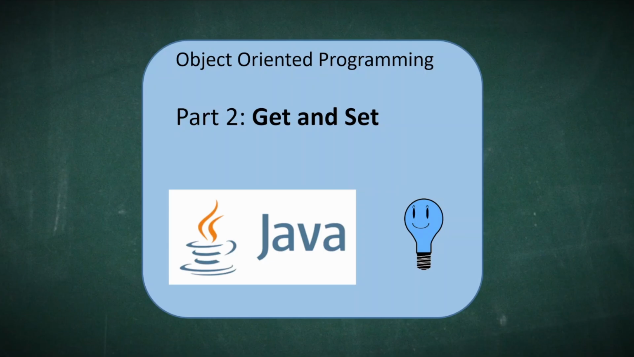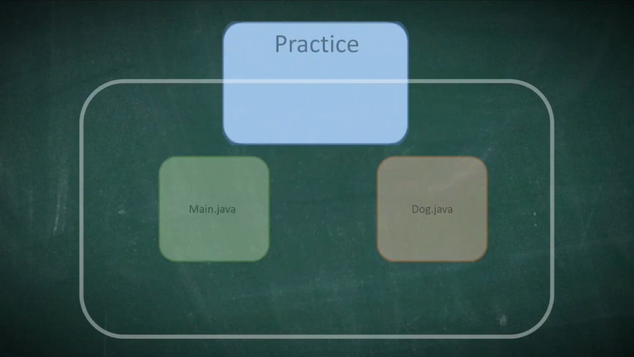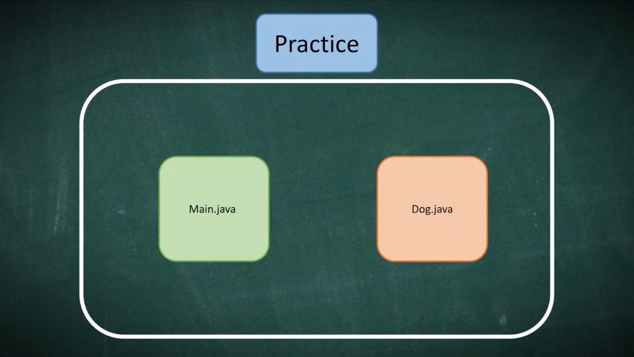In the previous video, we made main.java and dog.java, but this time we're going to use different files. We're still going to have main.java, but instead of dog, we're going to make a file called student.java.